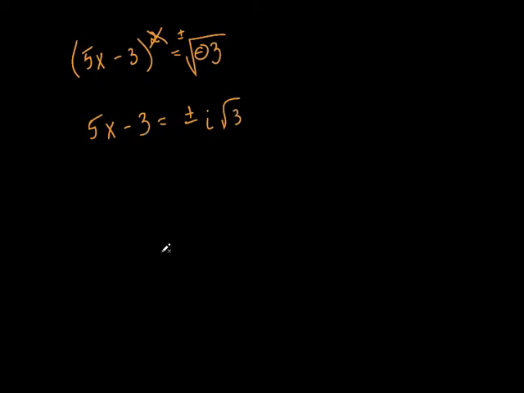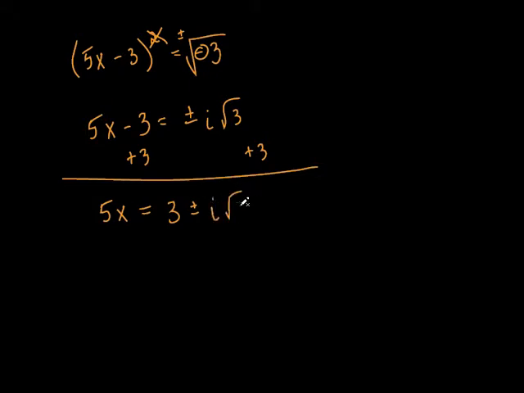All right, Jared, what do we do next? Okay, add a 3 to both sides. So I'll add a 3 over here. Or we could put it out front, couldn't we? So it's 5x minus, oops, I already got rid of the 3, didn't I? There we go. So 5x equals, you want to put the 3 out in front of this instead of behind it. So 3 plus or minus, and then i square root of 3. Okay, good.